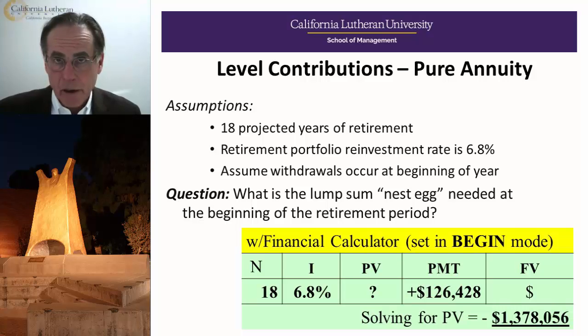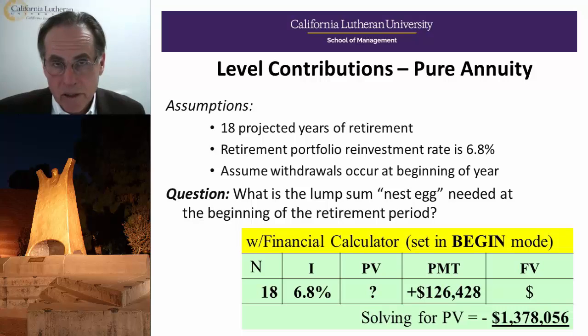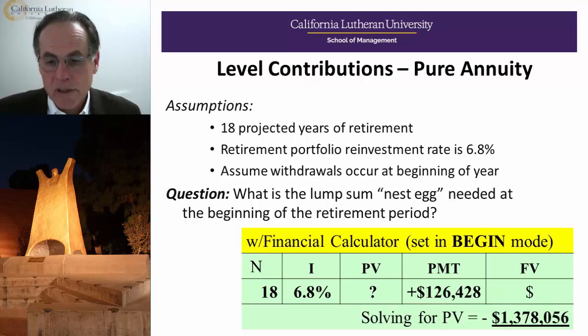We'll set the calculator to the begin mode because the assumption is that the entire annual living expense need will be taken out at the beginning of each of those retirement years. There will be 18 years in retirement. The reinvestment rate is 6.8%. At the end of that period, there'll be zero left. So the idea is you're going to consume all of the savings. The payment is $126,428. And solving for the lump sum, we get $1,378,056.